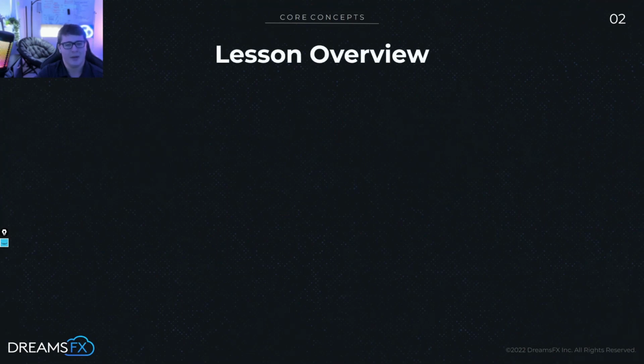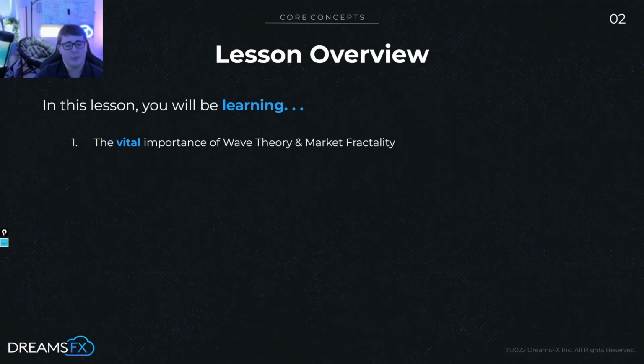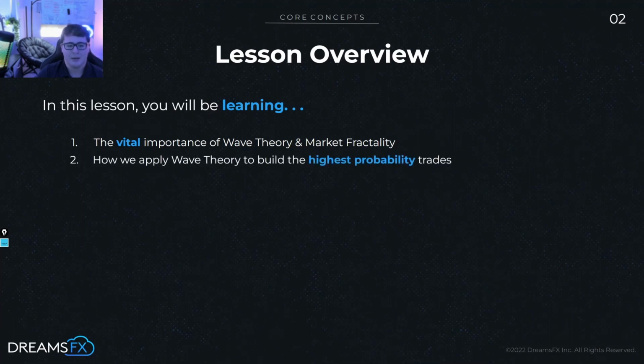All right, so in today's lesson, you guys are going to be learning the vital importance of wave theory and market fractality, understanding how the markets are fractal by nature, what that actually means, what wave theory is, and how we apply it to build the highest probability trades. Everything in the market is fractal, and when you understand that, every trade that we take is of the highest and most probable degree because we're building this narrative. That's what you're going to be learning in this lesson.